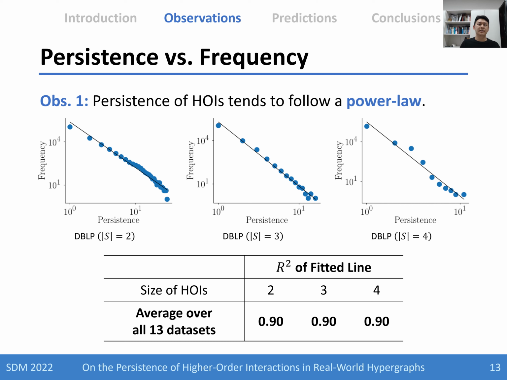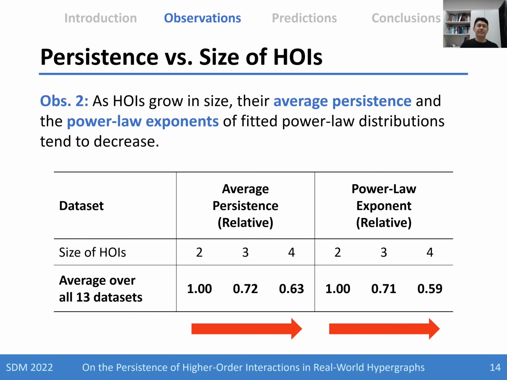In these figures, the distributions from the DBLP dataset clearly obey power laws. We also examined how the persistence depends on the size of HOIs. To this end, we computed how the average persistence and the exponents of the fitted power law distributions, which are the slopes in the previous plot on log-log scales, change as the size of HOIs grow. Both the average persistence and the exponent decrease as the size of HOI grows, as shown in the relative values in this table.